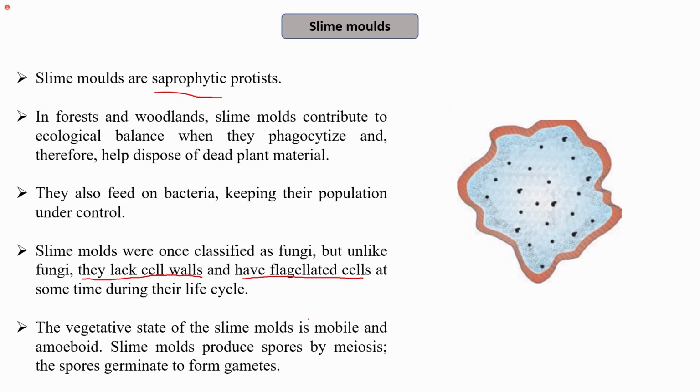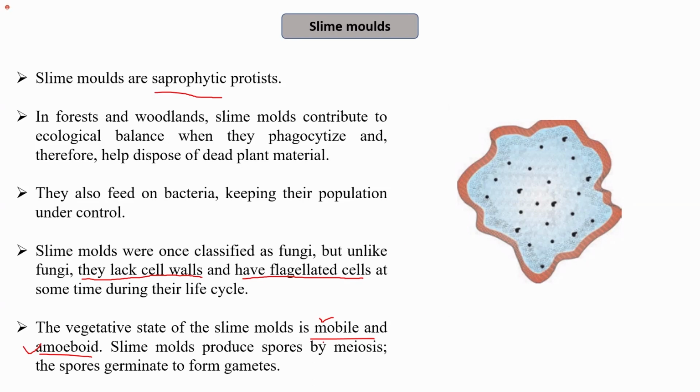The vegetative stage of the slime mold is mobile and amoeboid. So we have two stages in the life cycle of slime mold: one is a vegetative stage, and one is the reproductive stage. The vegetative stage is mobile, that is, it has the ability to move, and amoeboid. So we can see the structure is amoeboid-like, which does not have a well-defined shape.